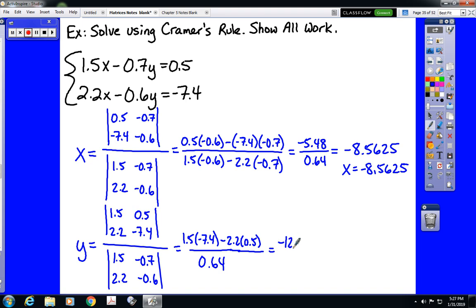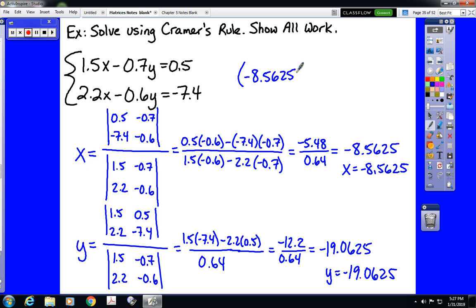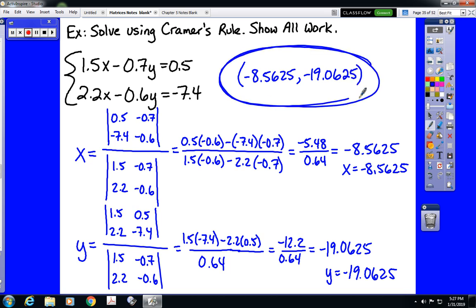And we're going to figure out what that value is by plugging it into the calculator. Negative 12.2 divided by 0.64 is negative 19.0625. So that's your y value, negative 19.0625, which is also a decimal over 16. But it doesn't matter what they are. We're going to write it as an ordered pair. So negative 8.5625, comma, negative 19.0625. And that would be the solution to our system of equations.